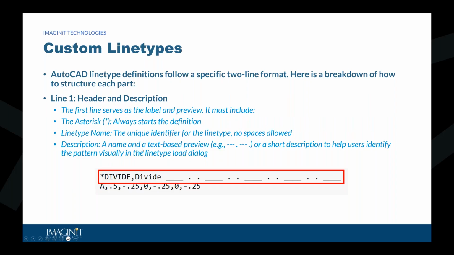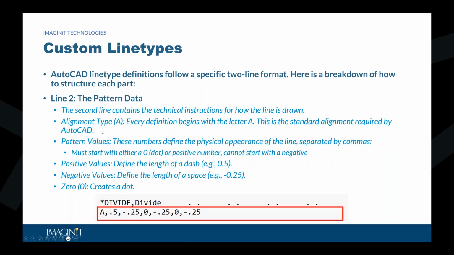This is a description that shows up inside your line types when you're selecting it, and generally will give you a preview. If you don't put the preview in, you don't get one. It says a name, a text-based preview, a short description, to help users identify the pattern visually in the line type load dialog. Then we get into the second line. This is the pattern information. Line 2 contains the technical instructions for AutoCAD on how the line is drawn. So the alignment type A: every line type definition begins with the letter A. This is the standard alignment required by AutoCAD.